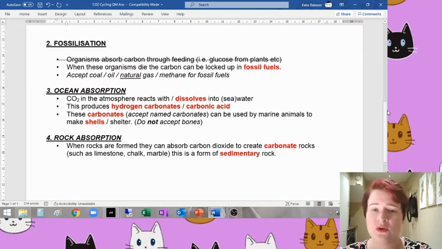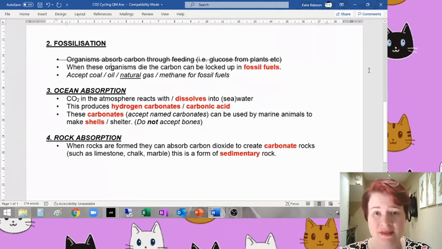So ocean absorption, what we have got, as we keep saying, is there is a balance between what is in the air and what is in bodies of water. So the CO2 in the atmosphere, because it is soluble, it's going to dissolve into bodies of water such as the ocean, the seas, the rivers, such things like that. Dissolves being a scientific word there.